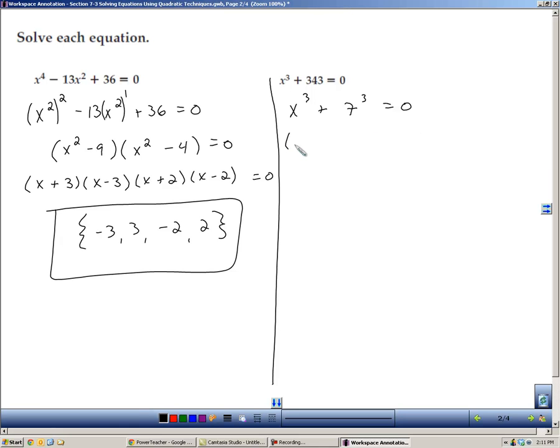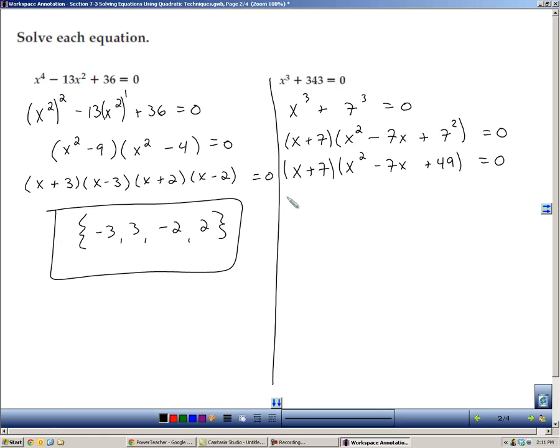So that pattern makes us put an x plus 7 in front, and then a trinomial inside with a square of the first term, the opposite sign of what's in the middle up here with the terms being multiplied, and then the square of the last term on the end, which is a 49.